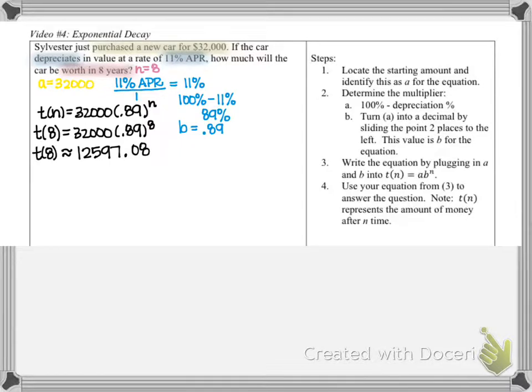So, unfortunately, but true, an 11% depreciation rate for a car isn't unheard of. It's actually kind of normal. So if you have your car for 8 years, and you paid $32,000 for it, you're really only looking at the value being about $13,000 anymore, give or take. Okay, make sure you work on the you try portion as well.